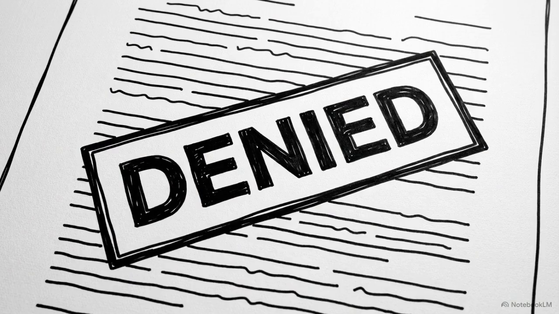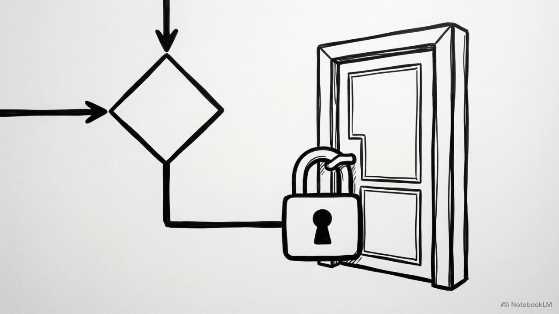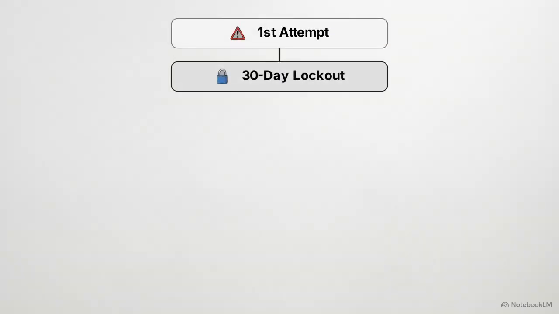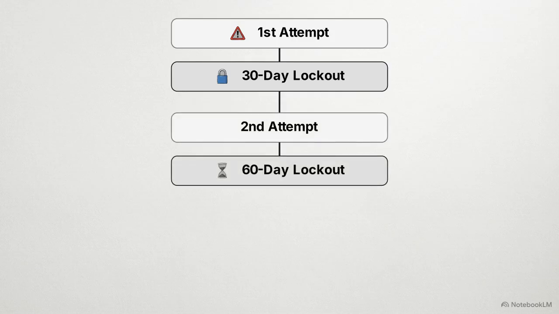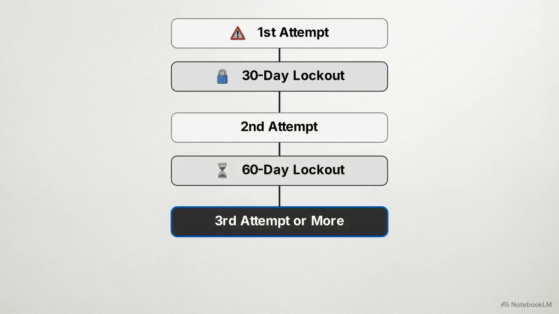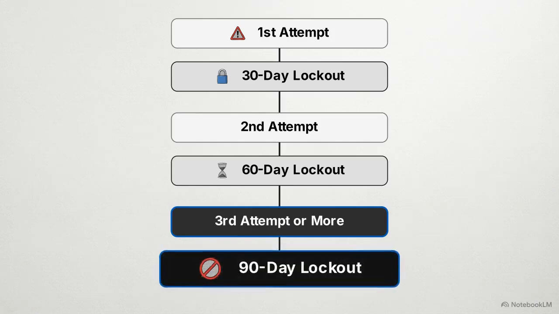Failing the CAT exam triggers immediate logistical and administrative consequences. CISSP enforces strict mandatory cooling-off periods before you are legally allowed to sit for the test again. Failing your first attempt results in a mandatory 30-day lockout from the testing center. A second failure escalates the penalty, doubling the lockout to 60 days. A third failure, or any subsequent attempt, triggers a strict 90-day lockout.